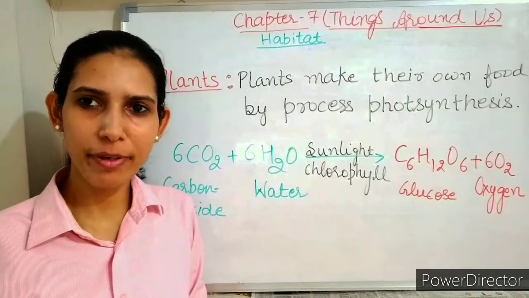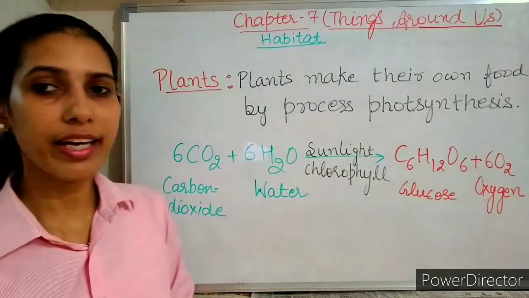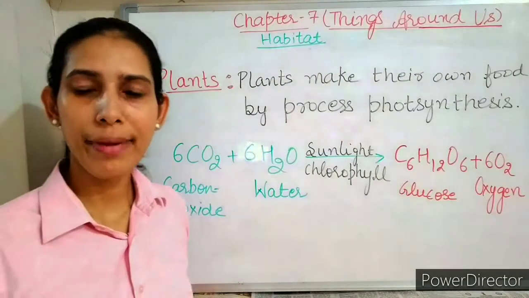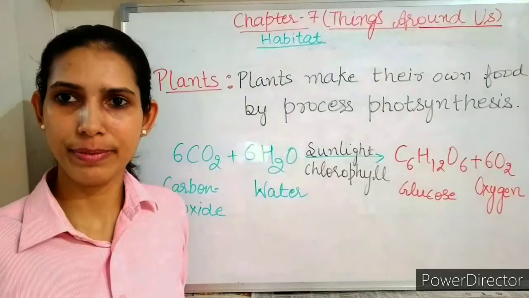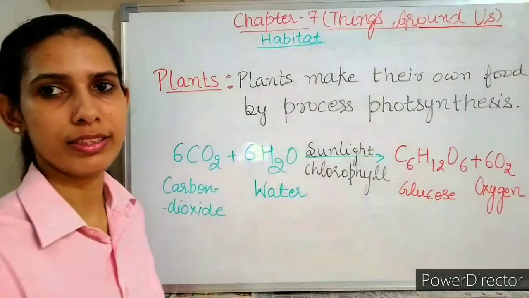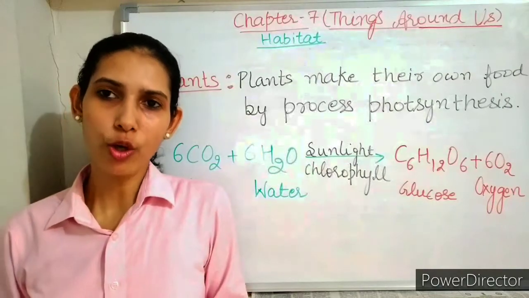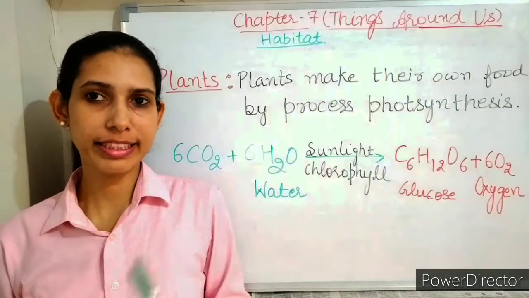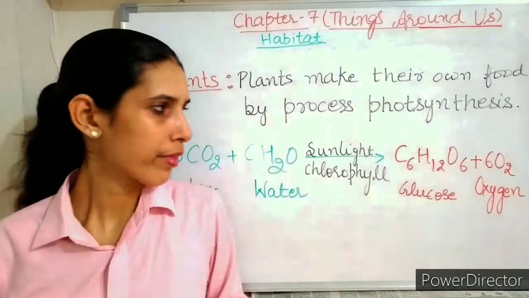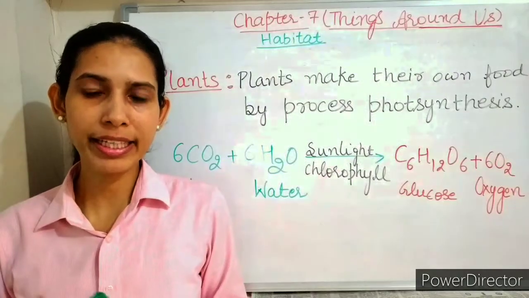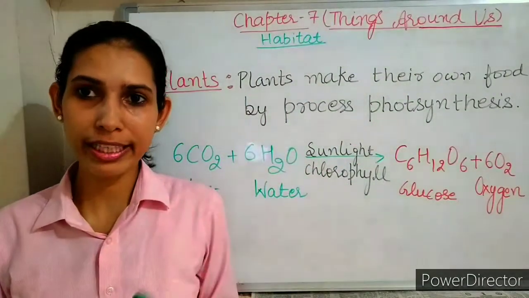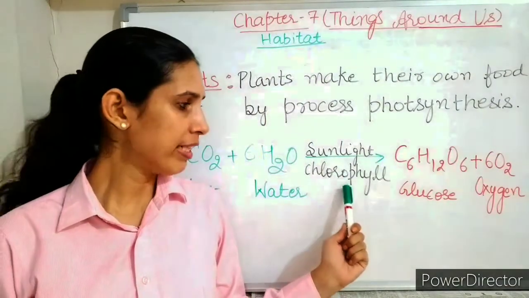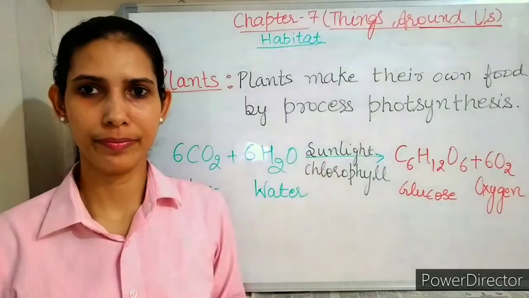Now we will study biotic components in detail. Biotic components are the living components of the habitat. Examples are plants, animals, microorganisms. We will start with the plants. We know that plants make their own food by the process called photosynthesis. Photosynthesis takes place in the presence of sunlight. There is one green color pigment called chlorophyll found in leaves. This green color pigment called chlorophyll present in the leaves traps sunlight.